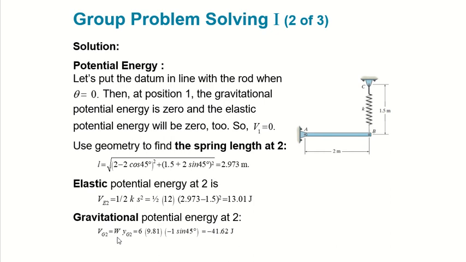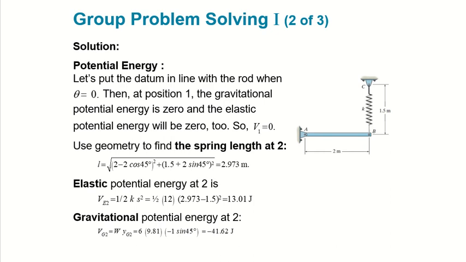So I have a weight component, and then I have a vertical distance. You always use the mass times the acceleration due to gravity, which gives me the weight, and then times the vertical distance from the datum reference, which gives me my gravitational potential energy.